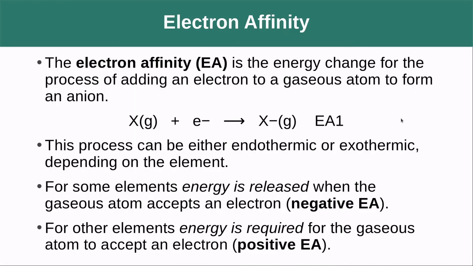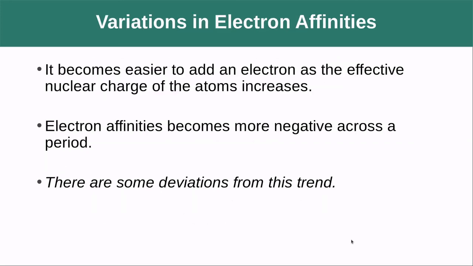Electron affinity. So electron affinity is pretty much the opposite of the ionization energy. Here we're looking at the energy change that happens when we add an electron to a neutral species in the gas state. Unlike ionization energies, this process can be either endothermic or exothermic, depending on the element. For some elements, energy is released when the gaseous atom accepts an electron, and that results in a negative electron affinity energy. And for other elements, energy is required, and we have a positive electron affinity energy.